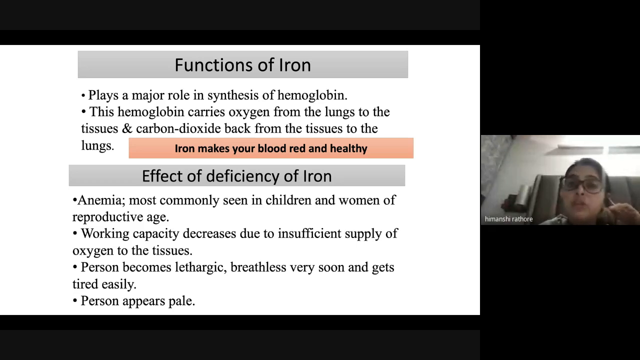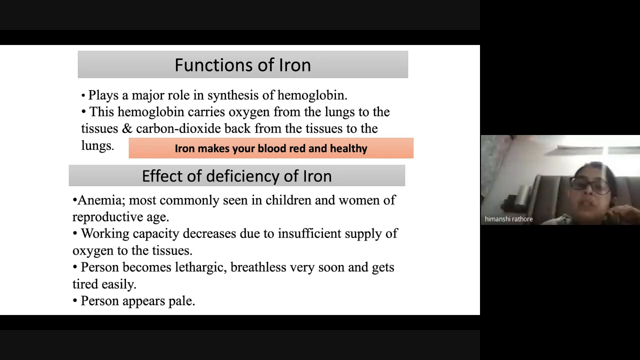helps you to carry the oxygen from the lungs to the tissue, and when we release the carbon dioxide, it carries this carbon dioxide back from the tissues to the lungs, where again the carbon dioxide is filtered, and they circulate this. This is the respiratory system.